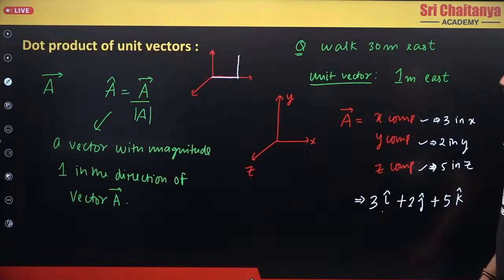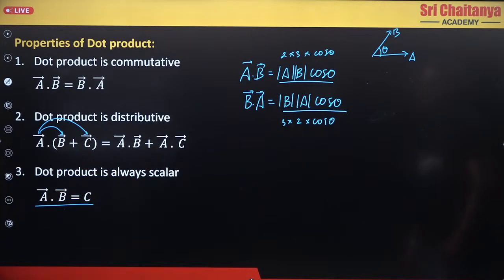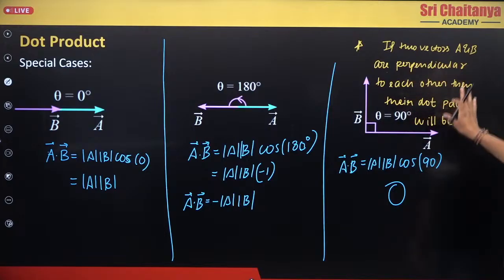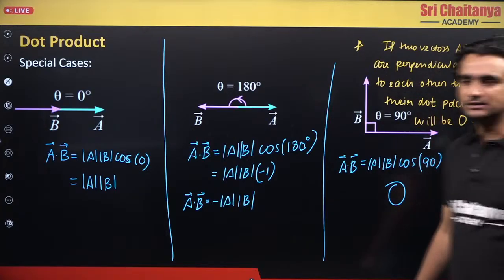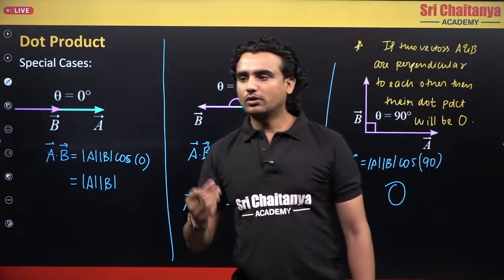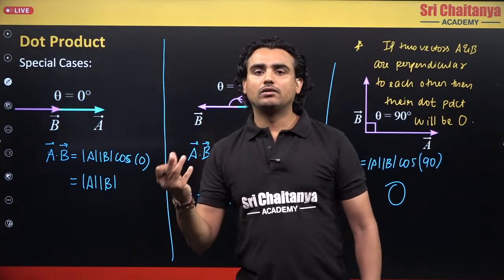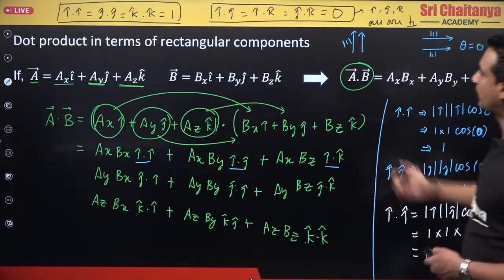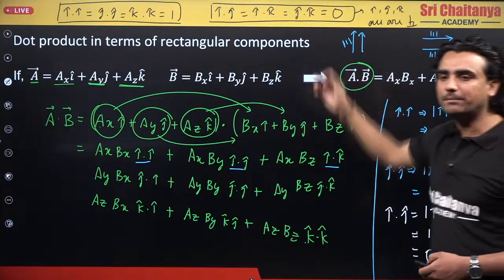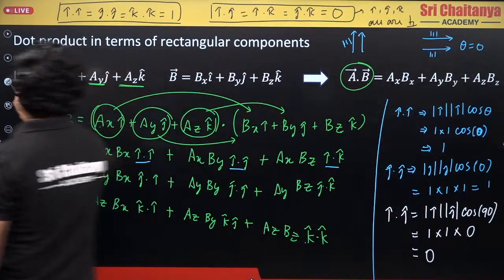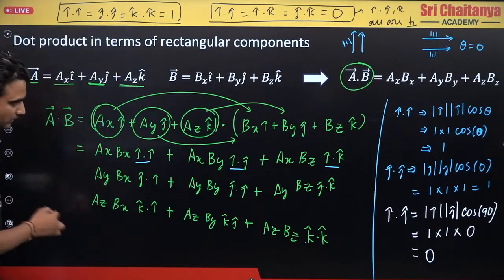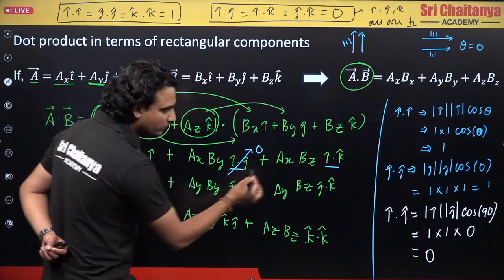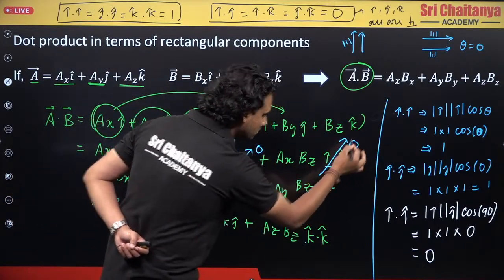And I told you that if two vectors a and b are perpendicular to each other, then the dot product will be 0. Because the unit vectors are perpendicular, their dot product is 0. So i, j and k all are perpendicular to each other, that is why i dot j and i dot k will be 0.